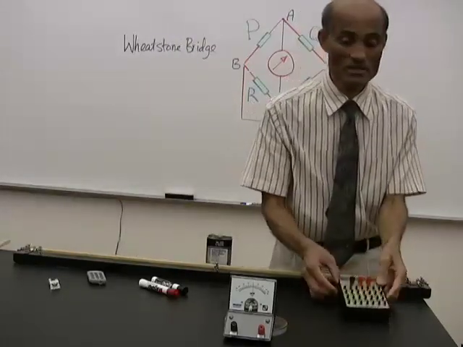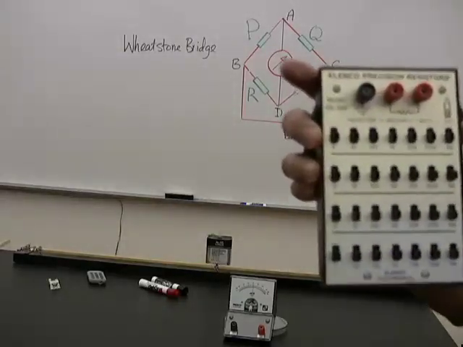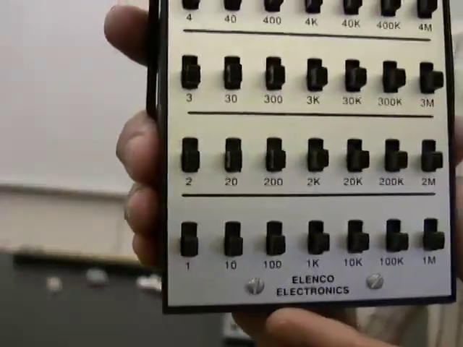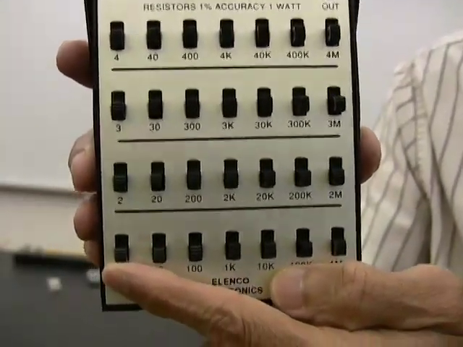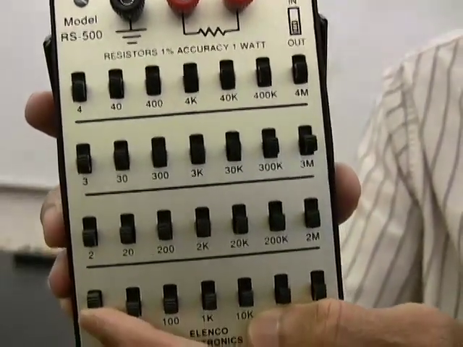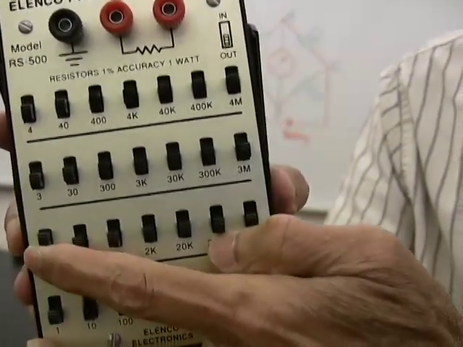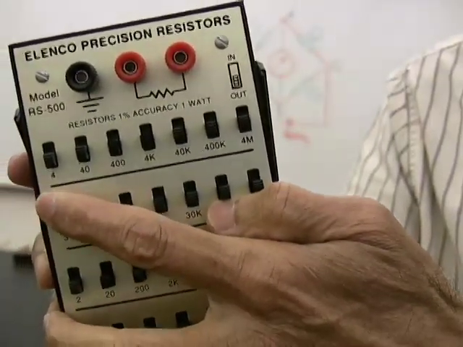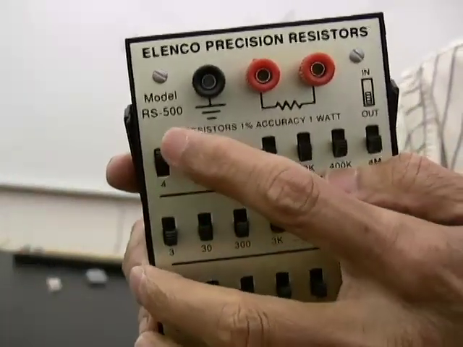I want you to look at this. This is the standard resistance box. If you look at this, I can choose any value of resistance from here. If I flip this switch up, now this box contains 1 ohm resistance. All right, turn it off. And if I do this, that's a 2 ohm resistance. That's a 3 ohm resistance. That's a 4 ohm. What do I do if I need 5 ohms?